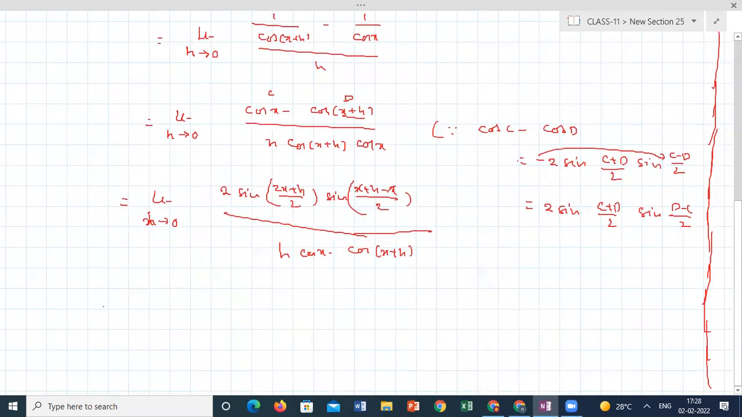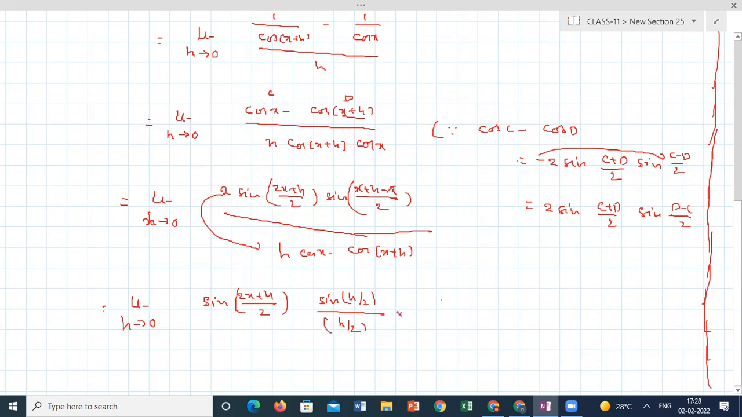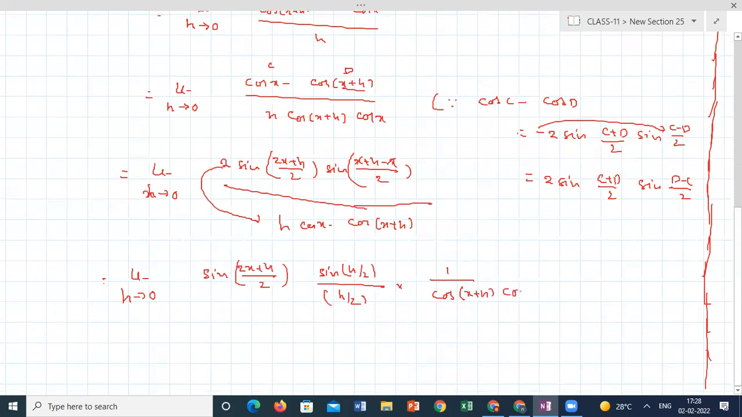Now I'm separating the sin x. Limit h tends to 0. This can be written as sin of (2x plus h) by 2 as one term, sin of h by 2 divided by h by 2 as one term. This 2 I'm bringing into the denominator, so this will become 1 by 2, into 1 by cos of x plus h into cos x. Now if I'm applying the limit, what will I get?